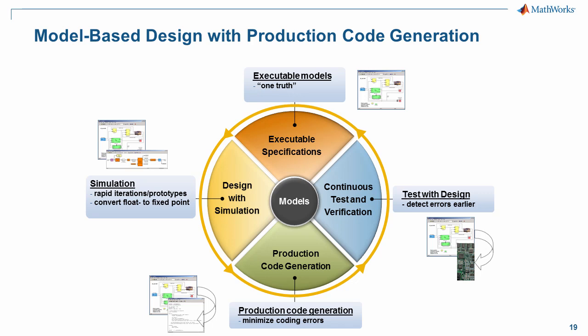Using models in the development process helps you to have more precise specifications. Executable models as one truth are clearer and are not interpretable as textual specifications, as they show the dynamic behavior. Models can be simulated. This speeds up the design process. Many iterations can be done using simulation instead of real prototypes. Production code generation minimizes coding errors and is a reproducible workflow from the models which are derived from the requirements to the code. Continuous testing and verification helps to find errors earlier in the development process.